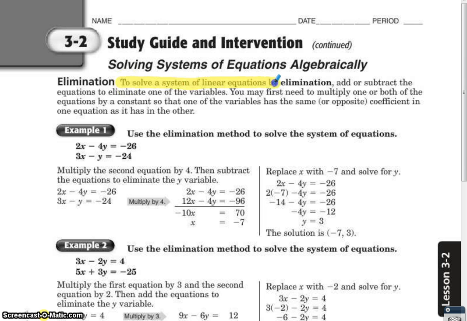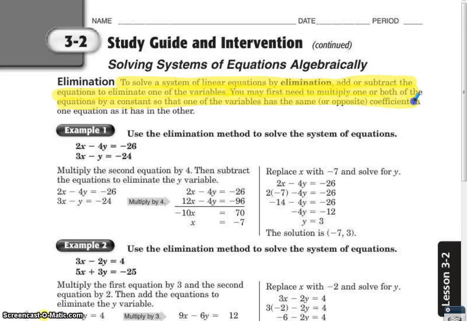To solve a system of linear equations by elimination, we're going to add or subtract the equations to eliminate one of the variables. So it says you may first need to multiply one or both of the equations by a constant so that one of the variables has the same or opposite coefficient in one equation as it has in the other. So go ahead and highlight this definition.